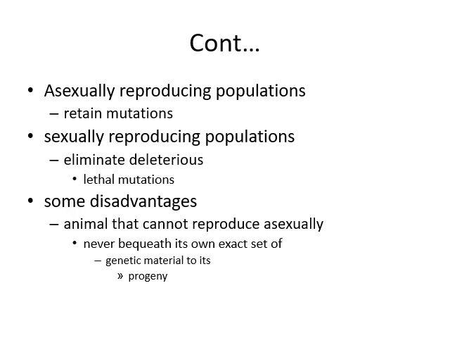Some disadvantages: an animal that reproduces sexually can never bequeath its own exact set of genetic material to its progeny. In sexual reproduction, a parent cannot transfer its own genetic makeup to its offspring, because one parent can donate only half of the genetic makeup. The second set of chromosomes will come from the other parent. So there will be a combination; there is no exact copy of one parent or the other.